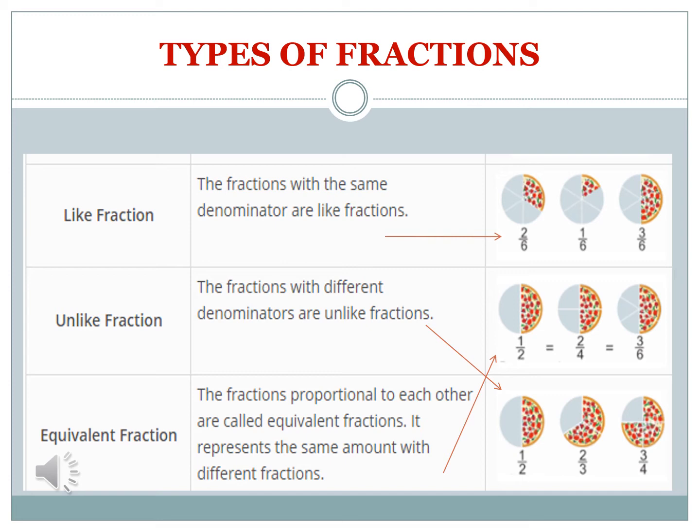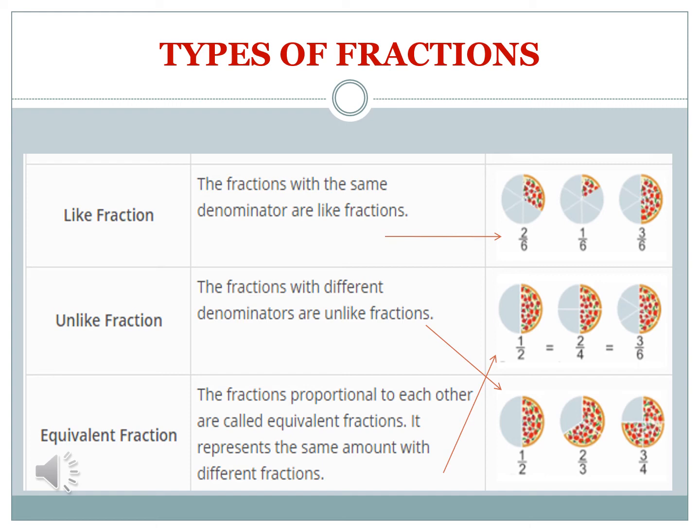Next, fractions with different denominators are called unlike fractions. For example, 1 by 2, 2 by 3 and 3 by 4. All have different denominators. So on the basis of the denominators, we can classify the fractions into like fractions and unlike fractions.